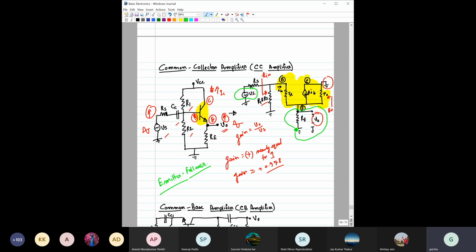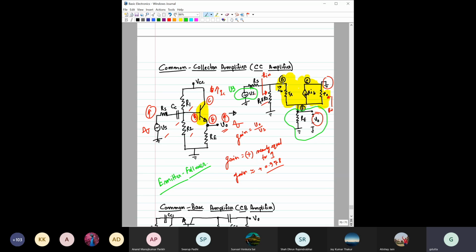Emitter follower, because whatever you give at this input signal, almost the same thing you will get at this output. Now you might ask, then what is the point? We are basically getting no amplification. Yes, that is true, but the advantage comes from a different point of view, that is the input and output impedance point of view.